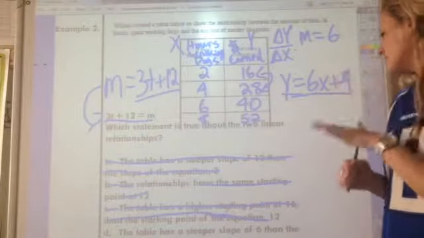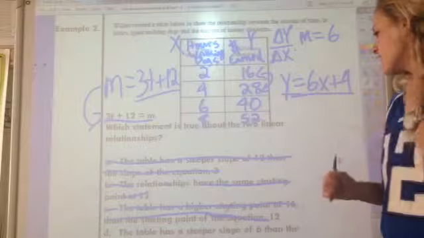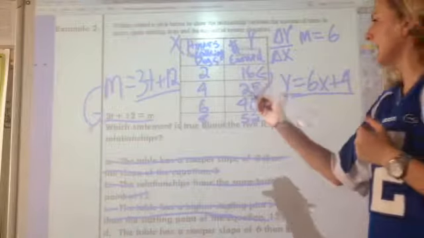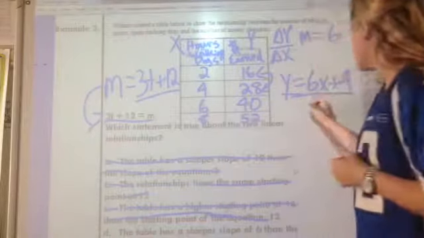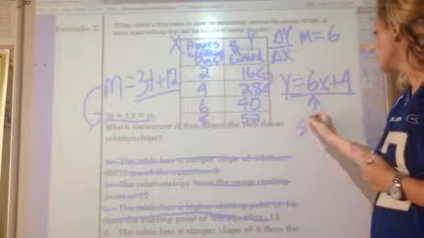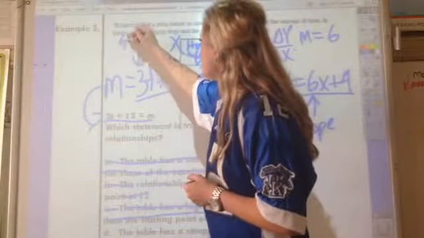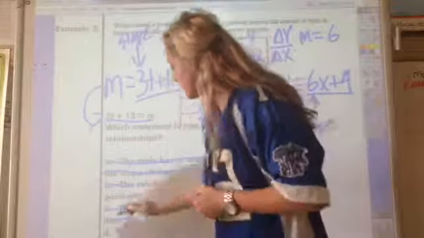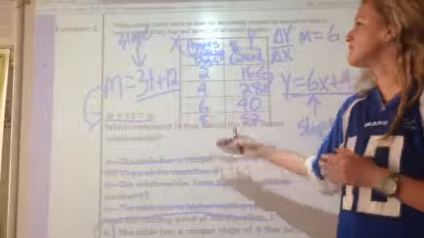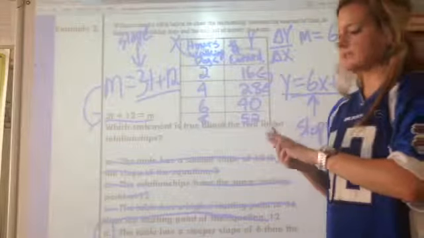The table has a steeper slope of 6 than the slope of the equation, which is 3. That is a true statement because 6 was the slope of our table, and 3 was the slope of the equation. So answer choice D would be my answer. And again, you see how I used process of elimination? I went through each answer choice and said, yes, that's true, or no, that's false. So that's all we have to do.